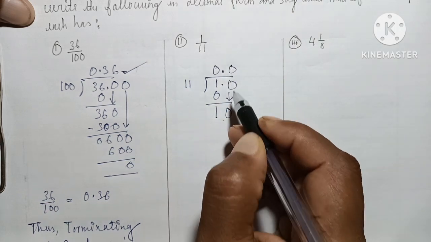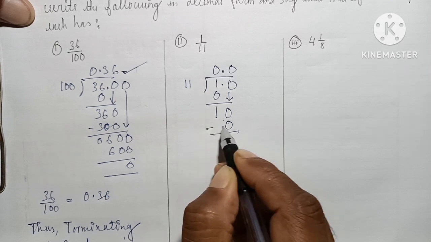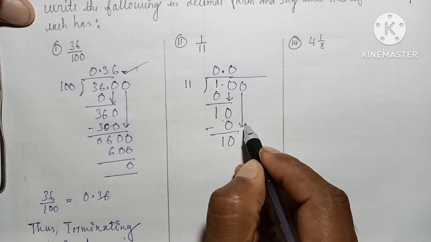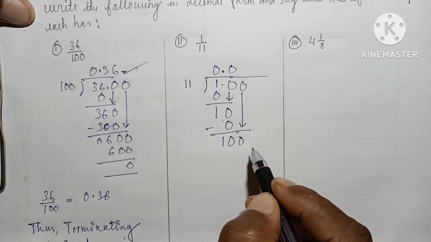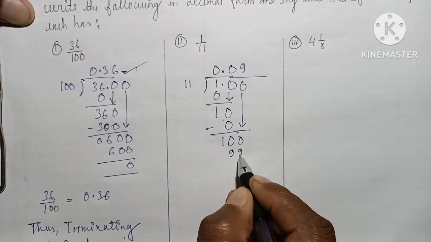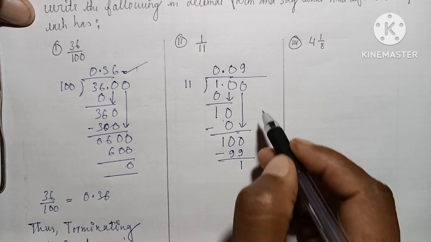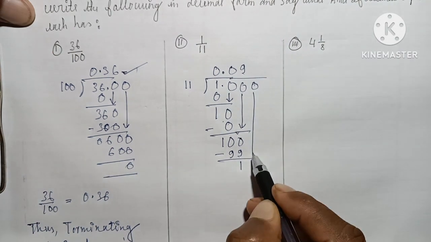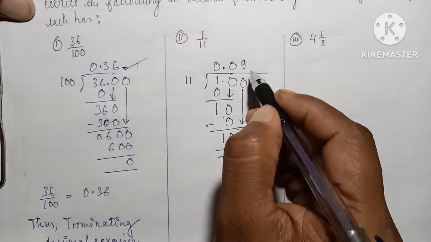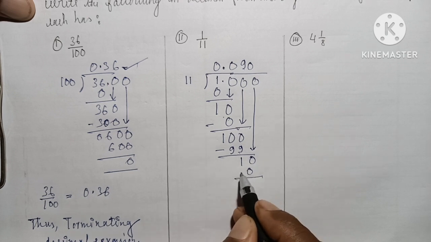Now you give 0 in the quotient. Now 10, you minus. Now again you give one more 0. Now bring down 0. It becomes 100. 11 9s are 99. Then minus, it becomes 1. Now here also give 0. Now bring down 0. 10. Still it is not divisible. Again you give 0 in the quotient. Now minus it.